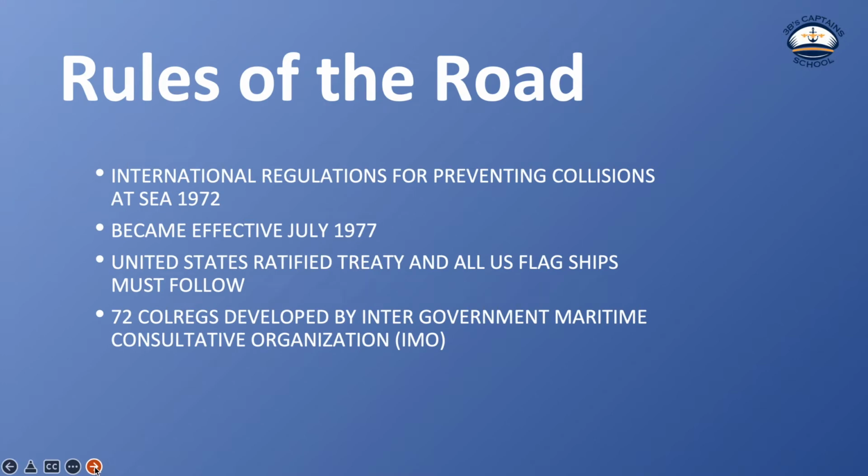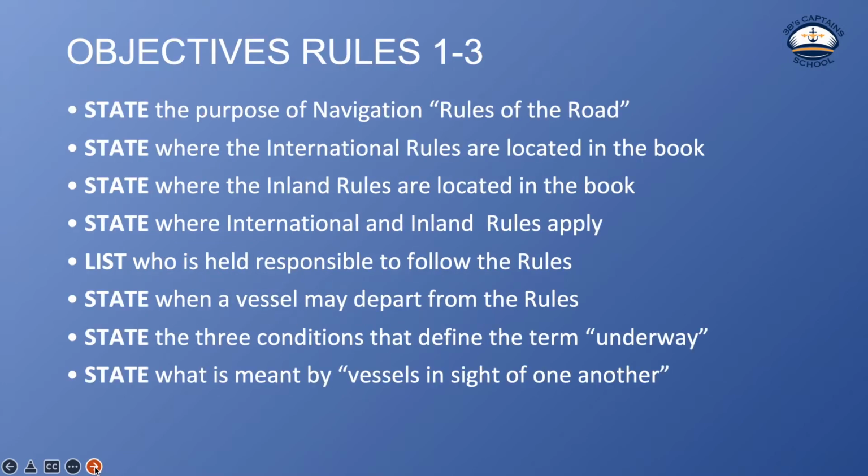So, rules of the road. International regulations for preventing collisions at sea became effective July 1977. The United States ratified this treaty, and all U.S. flagged ships must follow it.